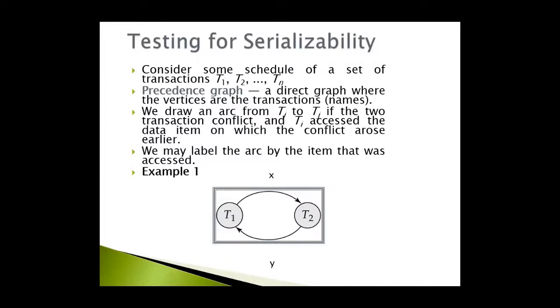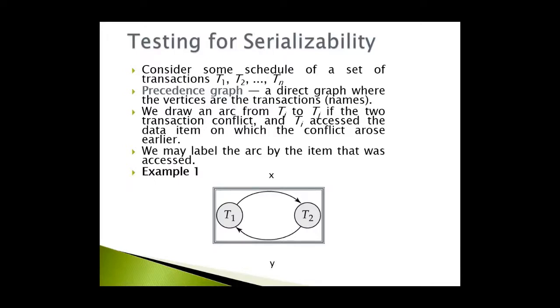Now, there is one more technique with which you can understand whether the given schedule is conflict equivalent to a serial schedule or not. This is quite a popular method, and that method is using the precedence graph concept. Now, some rules we need to understand for drawing the precedence graph out of the given schedule, and then we will see one example.